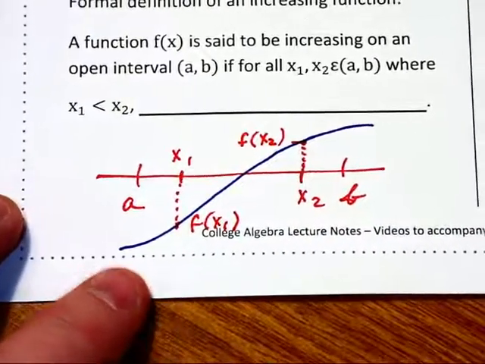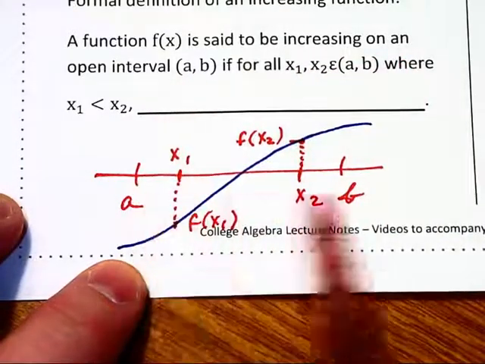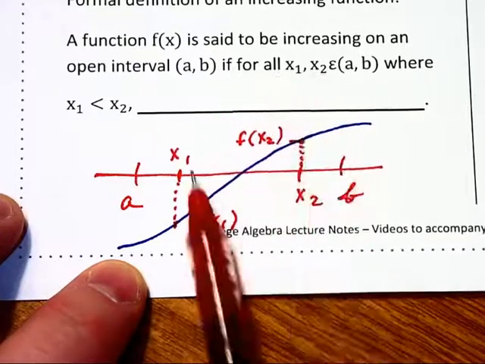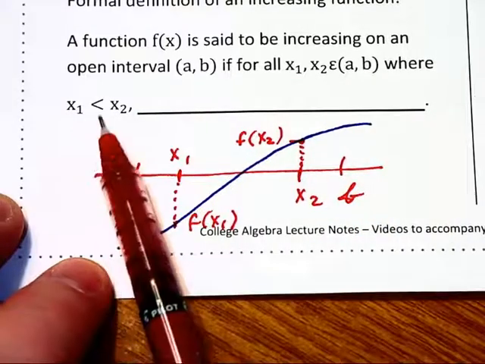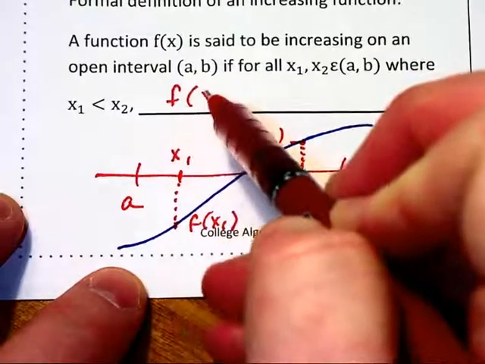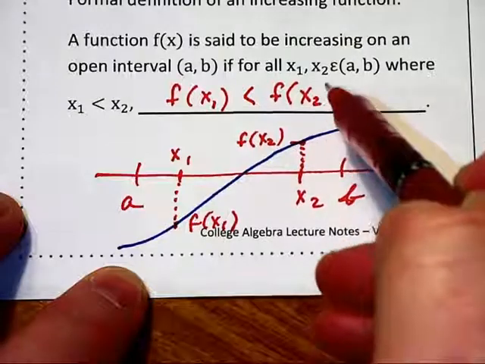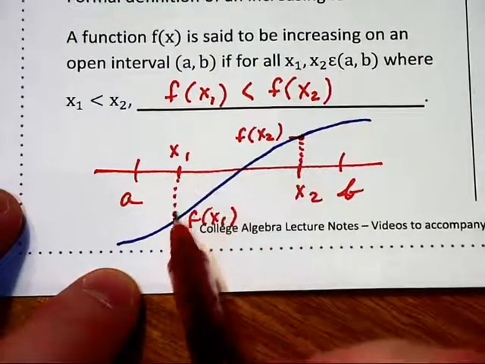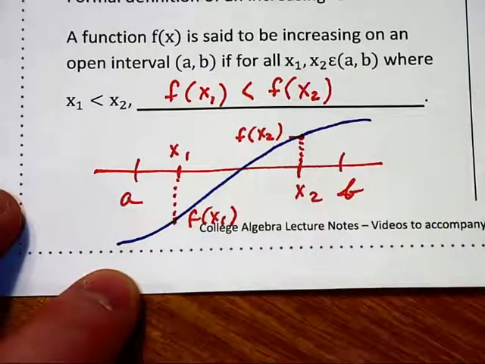Now let's look at this paragraph. A function is said to be increasing on an open interval from a to b if, for all x1 and x2, those are the numbers I've chosen, in that interval, where x1 is to the left of x2, the function value f of x1 is less than the function value f of x2. In other words, for any choices of x1 and x2, if the height is lower on the left and higher on the right, that function is increasing.